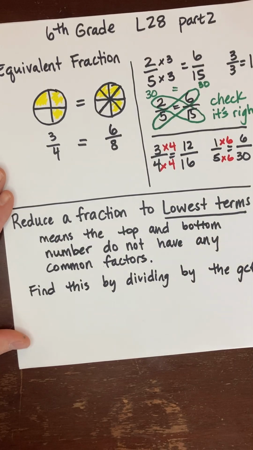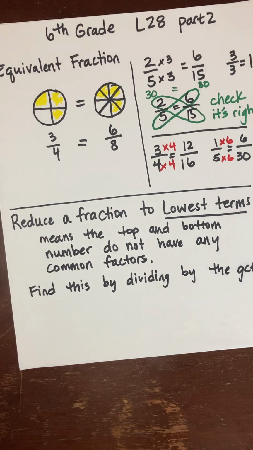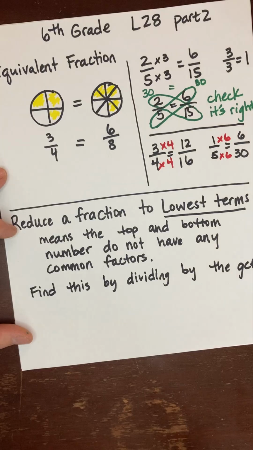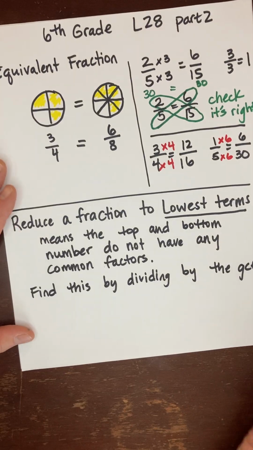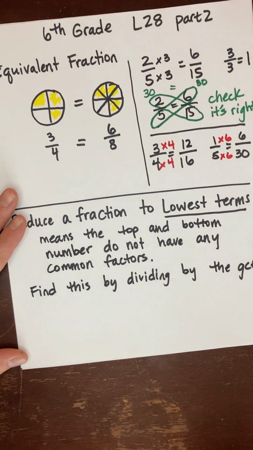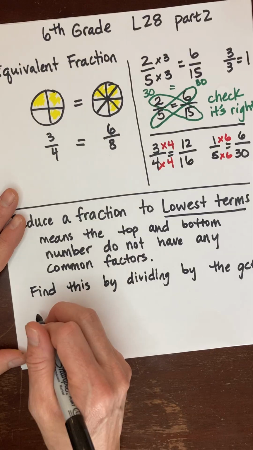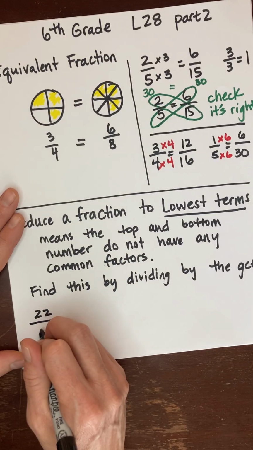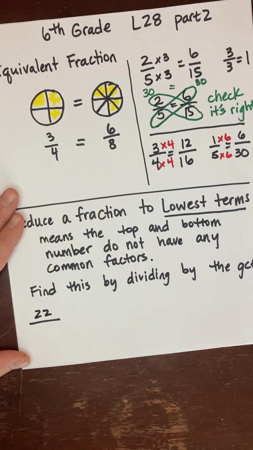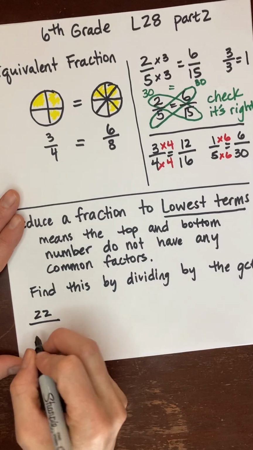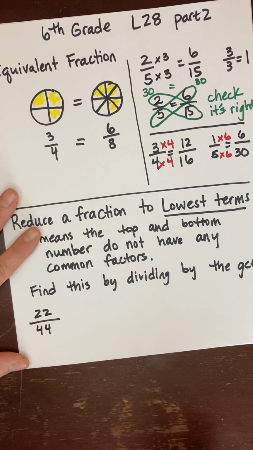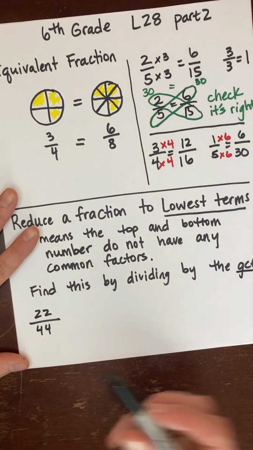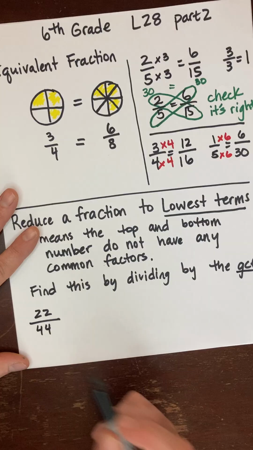Now, even if your student or you, the student, do not know what the GCF is, that's okay. You can still reduce to lowest terms. It will just be more steps, and that's not a problem. So let's take, for example, the fraction 22/44.